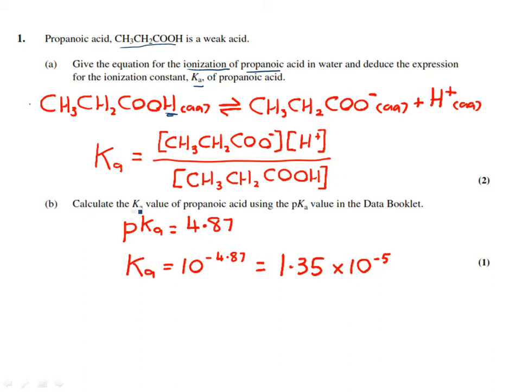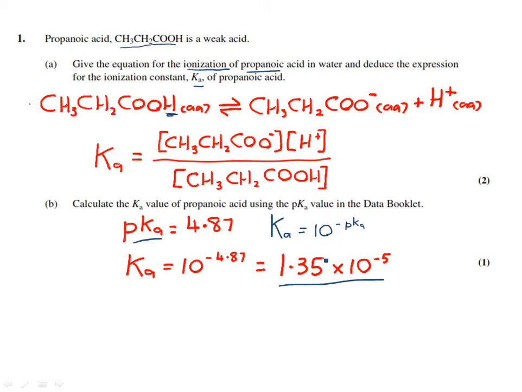Right, part B, calculate the Ka value of propanoic acid using the pKa value in the data booklet. So I looked in the data booklet and I found the pKa of propanoic acid to be 4.87. Now you should know that Ka is equal to 10 to the negative pKa. Okay, so that's what I've done down here. Ka equals 10 to the negative 4.87, which gives me this here, 1.35 times 10 to the negative 5. Okay, so that's parts A and B.